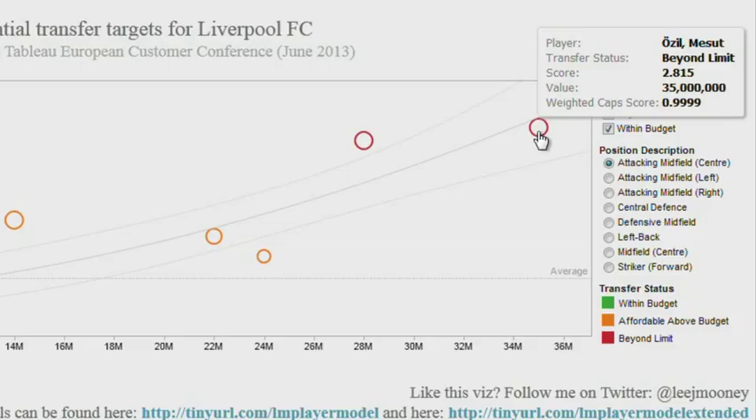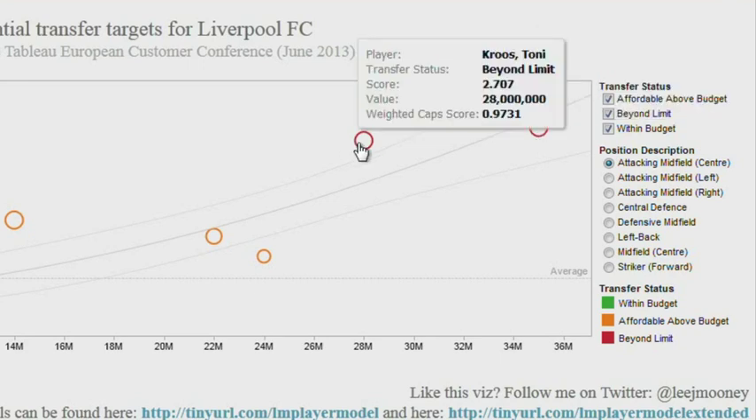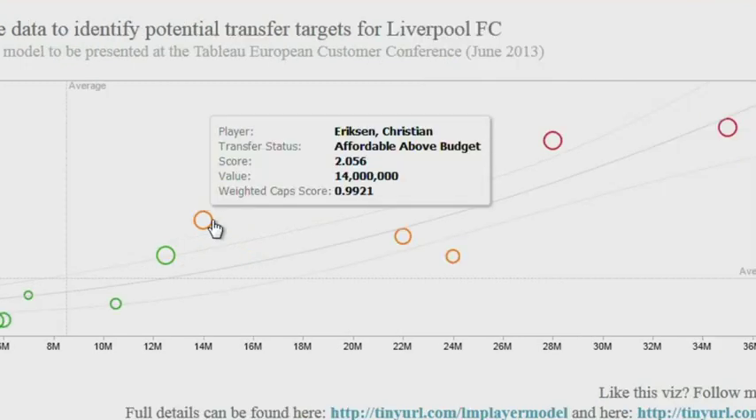So Mesut Ozil might be the top candidate in this particular age range and position, but he's probably too much for Liverpool to buy. Similarly, Toni Kroos at Bayern Munich is another player who would probably fill the role very well, and he's a very capable player, but we couldn't afford to buy him basically. And then a player here from Denmark called Christian Eriksen. Christian Eriksen's actually a player we've been very strongly linked with.